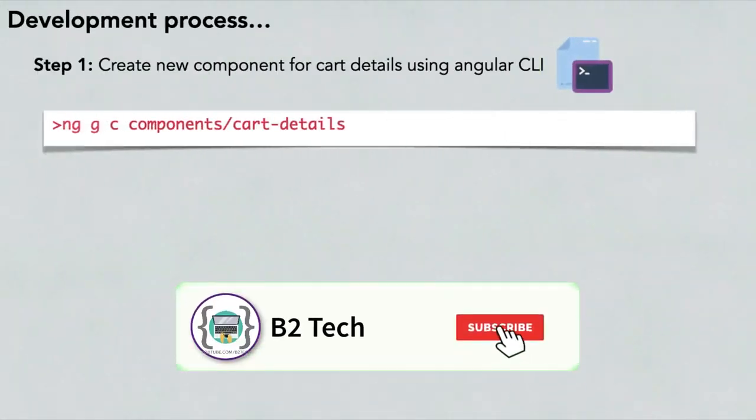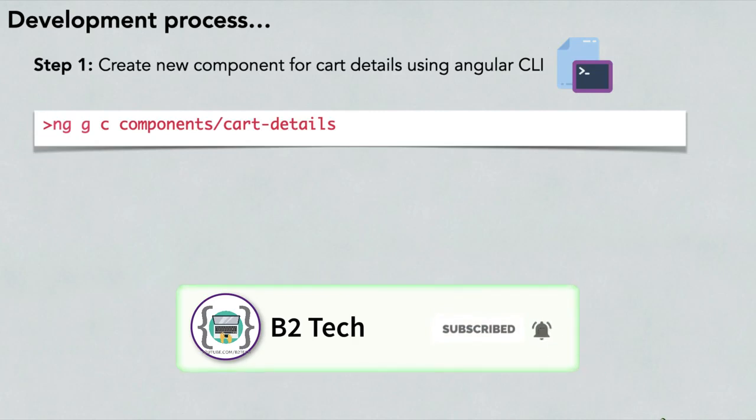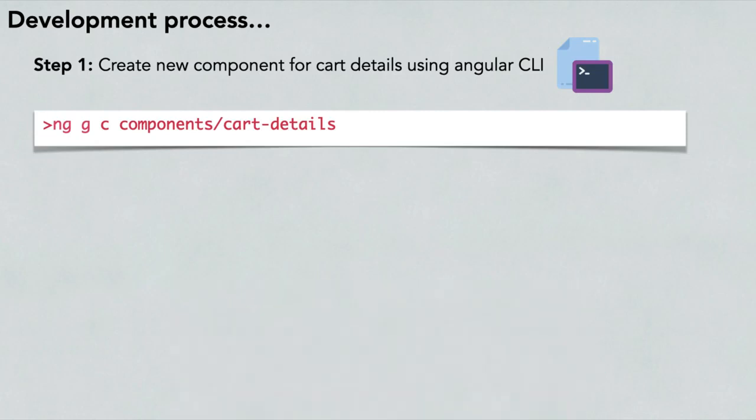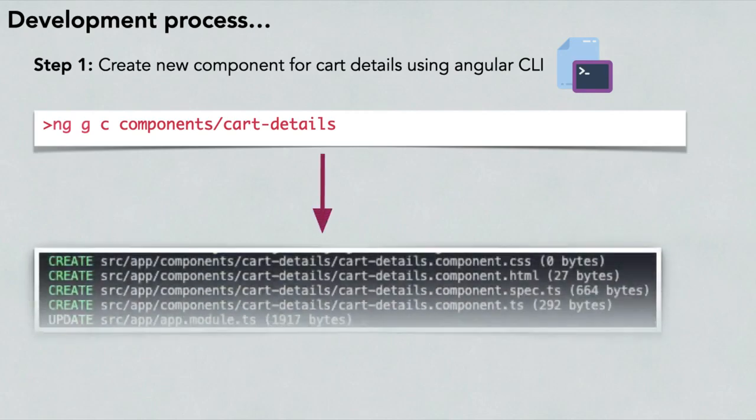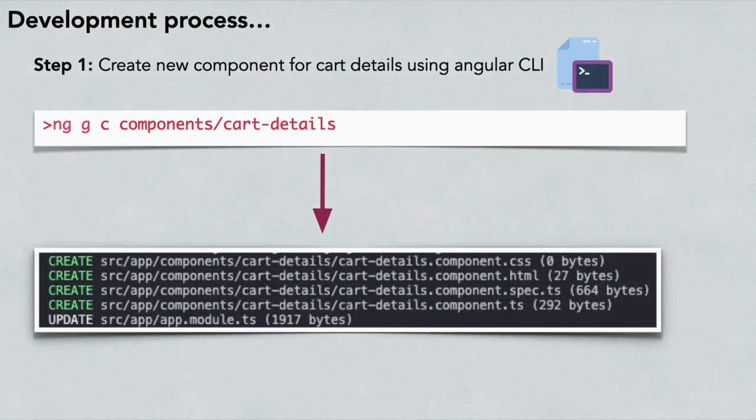Let's look at the development process. So the first step is to create a new component for card details using the Angular CLI. We're going to create a new component for card details, and here is the command for that. ng g for generate, c for component, and the component name is card-details. We're going to keep all the components in a dedicated folder, components, and this is going to generate all the necessary files, the CSS file, HTML file, and the TS file. It also updates the app.module.ts file.